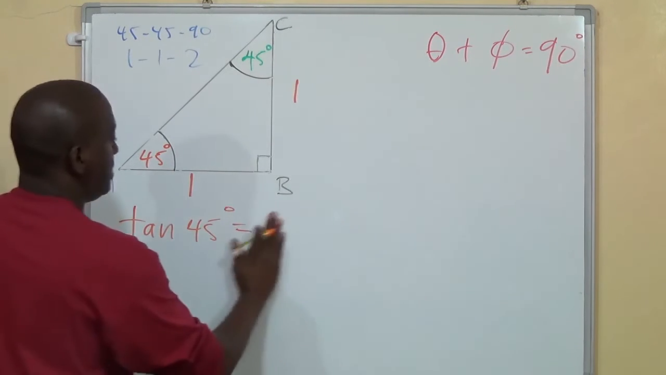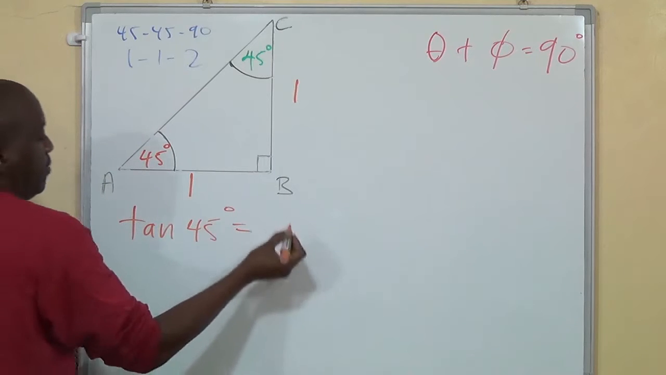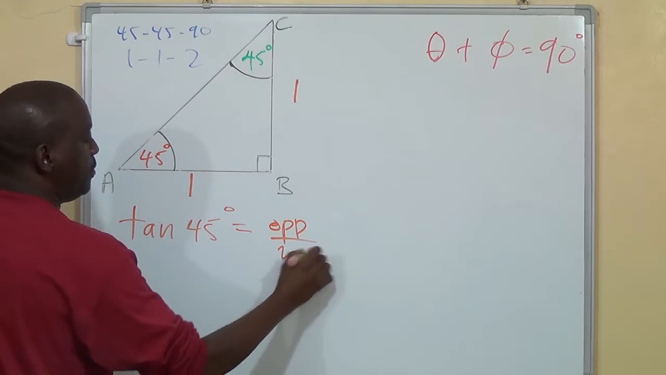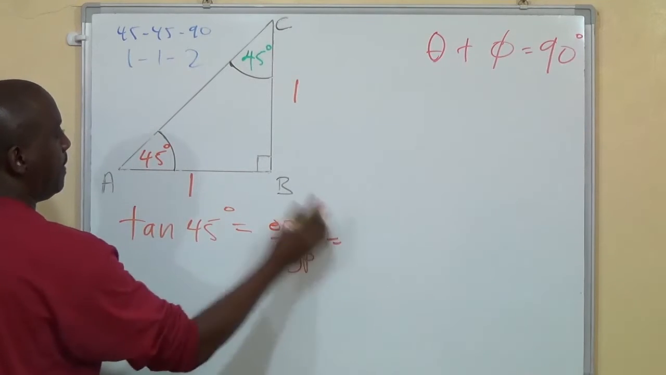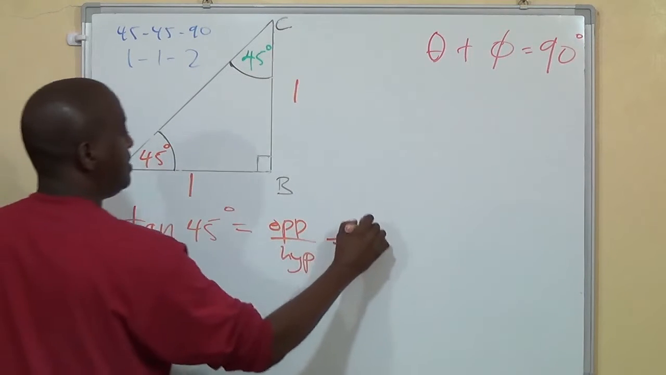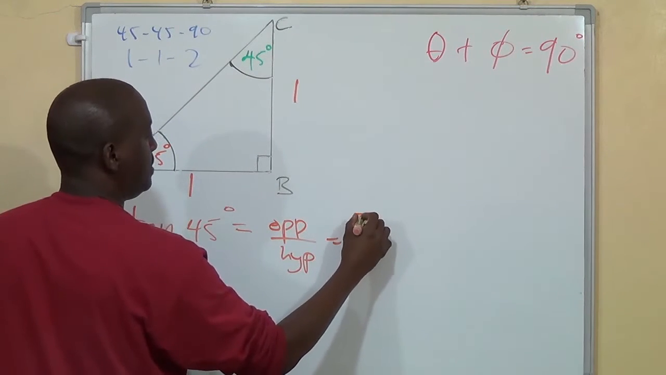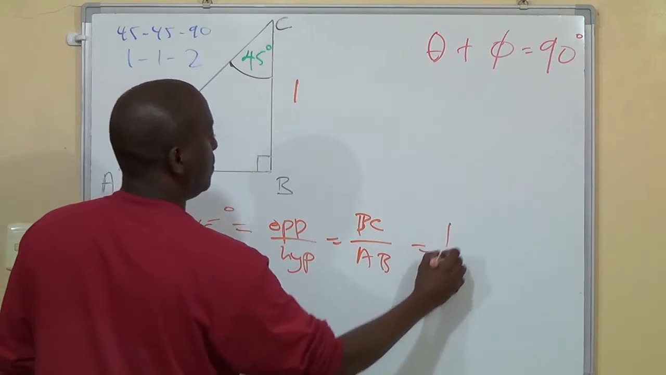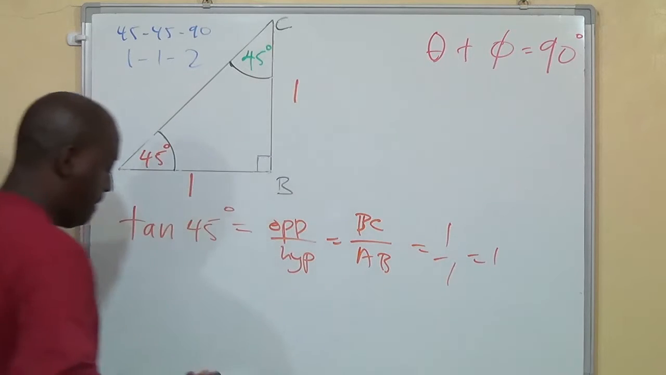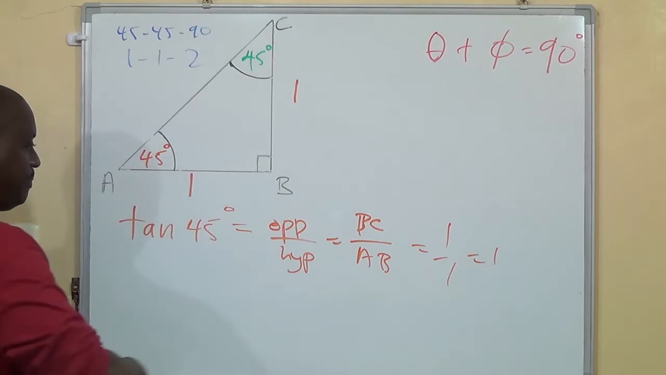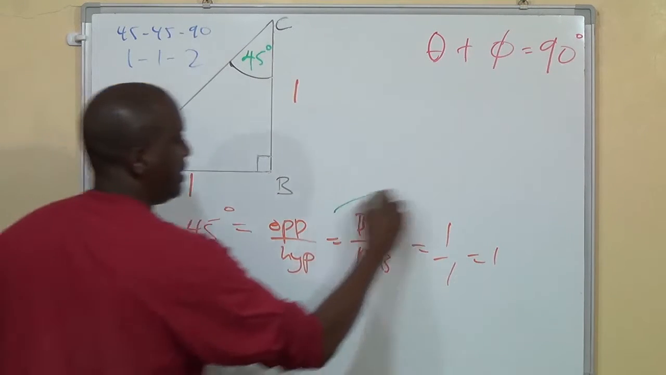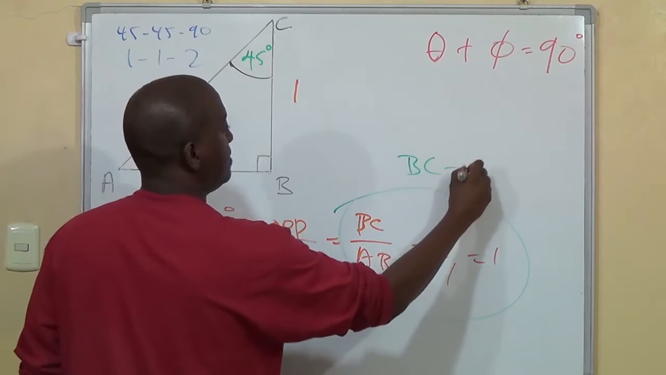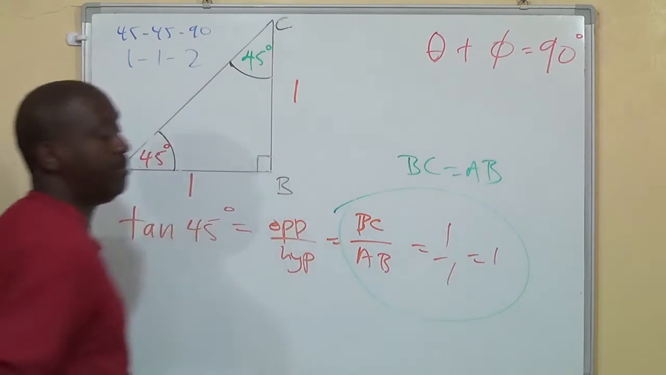So when we talk about that ratio of 1, let me make the connection here. All we mean is that this will be opposite over hypotenuse. Alright? In this case, that would be BC over AB, which is equal to 1 over 1, which is equal to 1. And the only way that this here will be true is if BC is equal to AB.